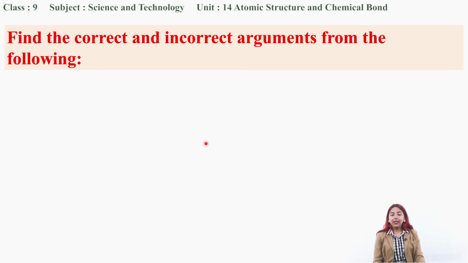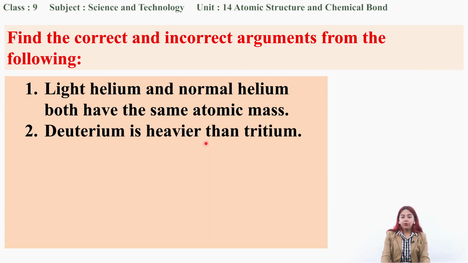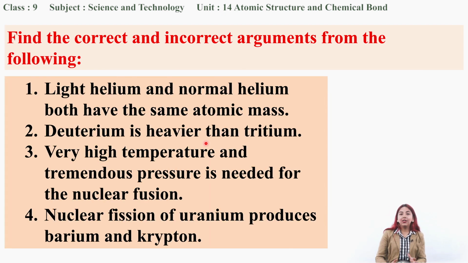Now, let us solve the final question. Find the correct and incorrect arguments among the following. Here we have 4 arguments. Let us check whether each one is correct or not. Number 1: light helium and normal helium both have the same atomic mass. Is this true? No, it's not true, because light helium has an atomic mass of 3 and normal helium has an atomic mass of 4. So that's why this statement is incorrect.